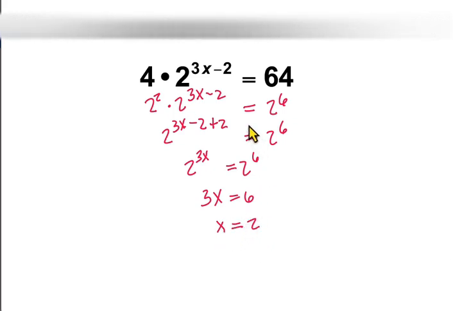When solving exponential equations, look for ways of rewriting expressions so that they have a common base. When you do that, you can write a new equation using just the exponents.